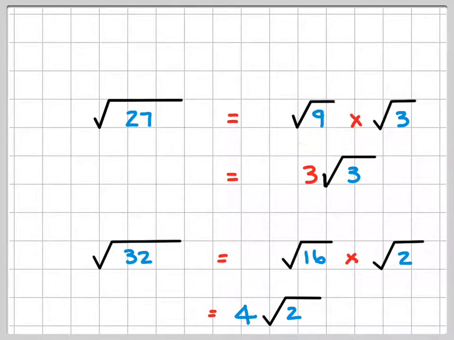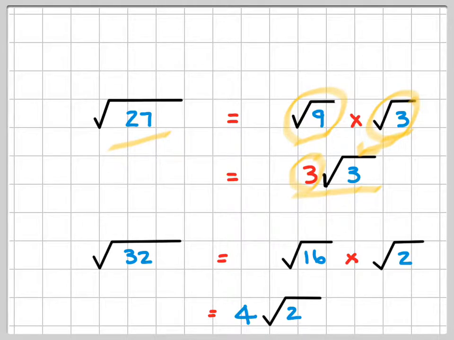If we were to say the square root of 27 is the same as the square root of 9 times the square root of 3, we can solve this and it comes and stands here as a 3. We can't solve that, so it just stands there in its original form. So the answer is 3 square root 3.